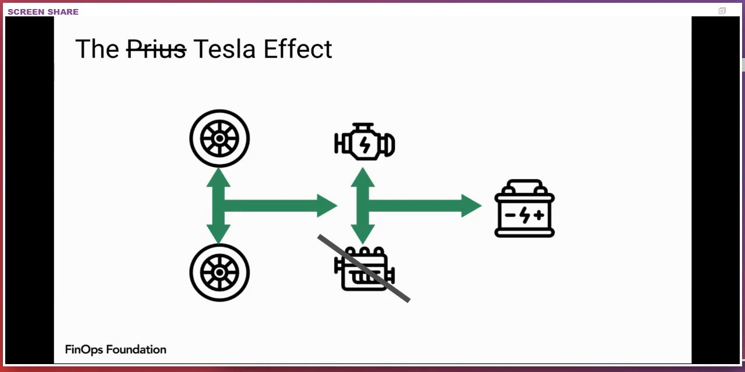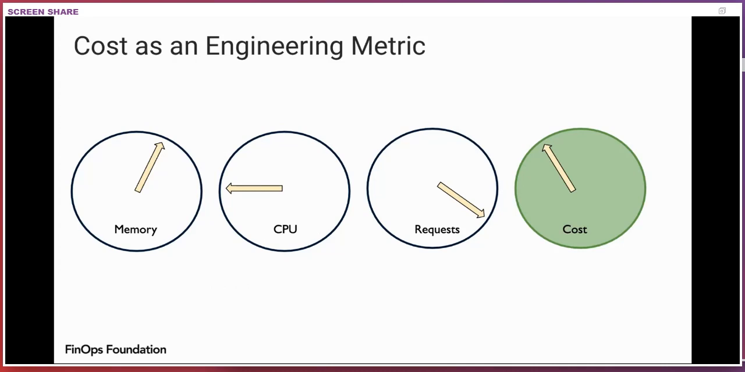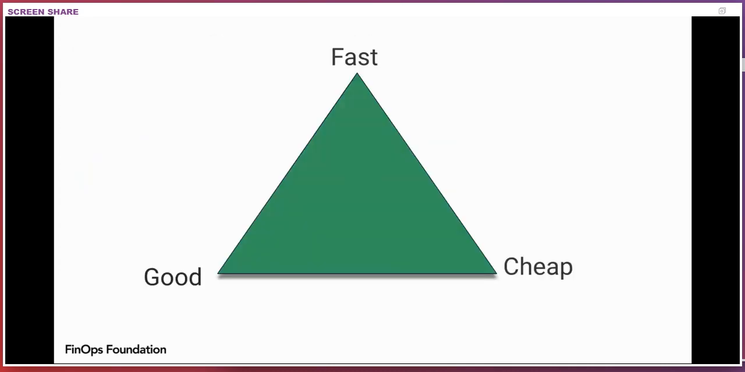Engineers are really good at generating metrics to measure the performance of their applications, things like how much memory and CPU or requests per second, these dashboards that really help them dial in on the performance of their application. So what we're really talking about here is just adding an extra metric, cost as a metric, that they can optimize as well. And that transitions us to being able to do a business conversation around how good, fast, and cheap you want to build your services.